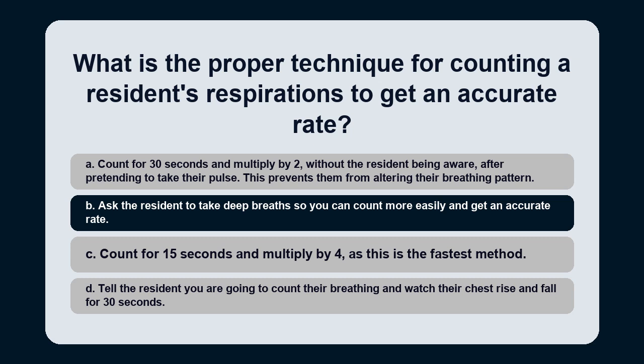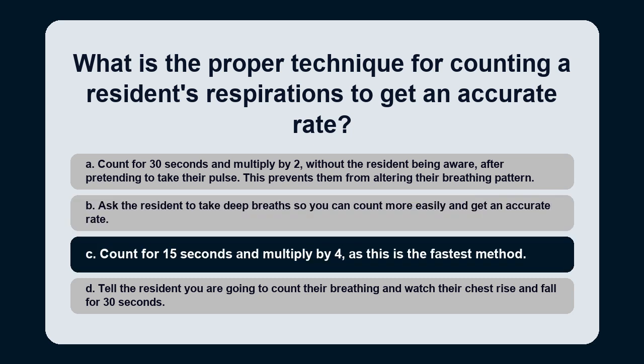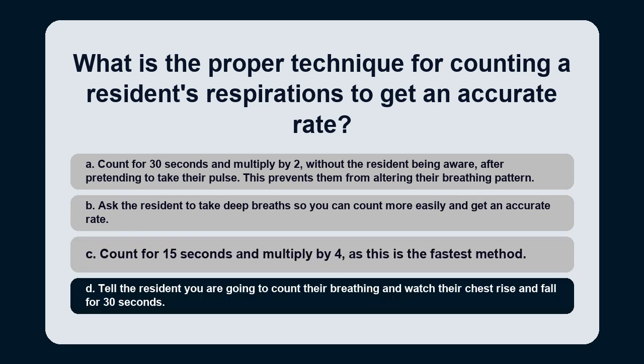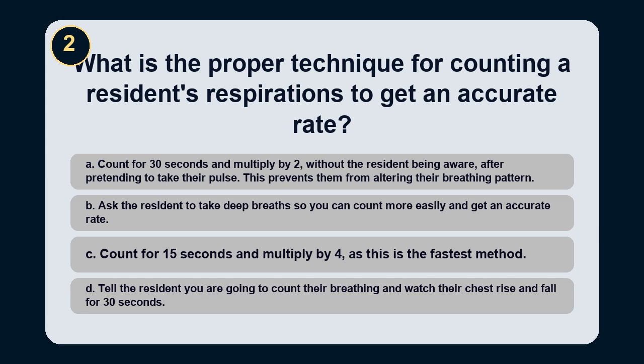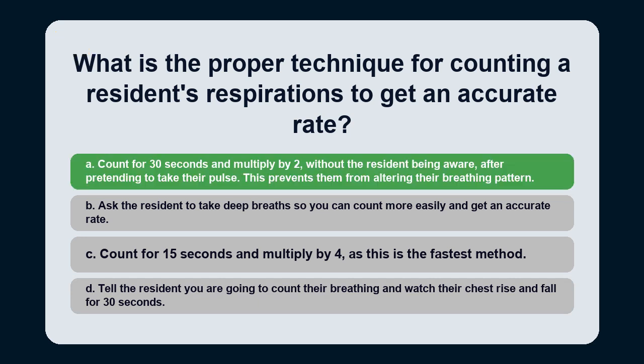Option B. Ask the resident to take deep breaths so you can count more easily and get an accurate rate. Option C. Count for 15 seconds and multiply by 4, as this is the fastest method. Option D. Tell the resident you are going to count their breathing and watch their chest rise and fall for 30 seconds. The answer is A.